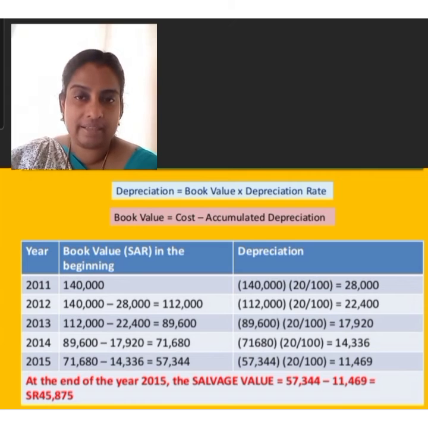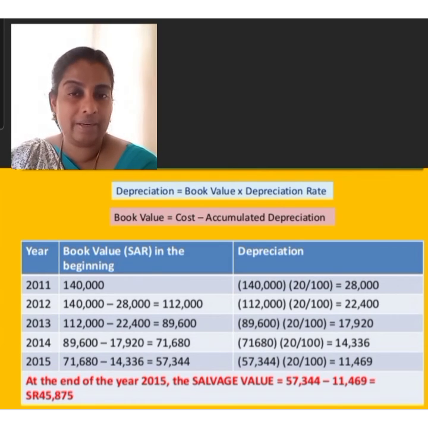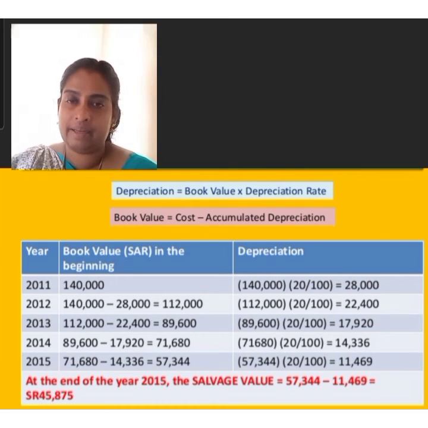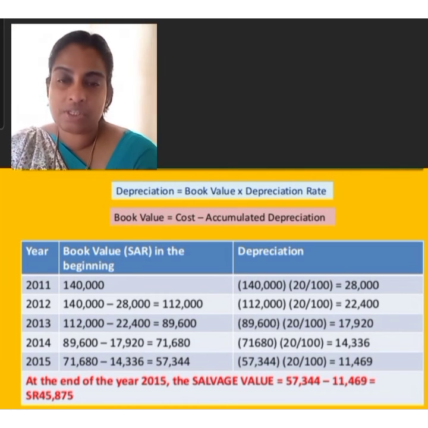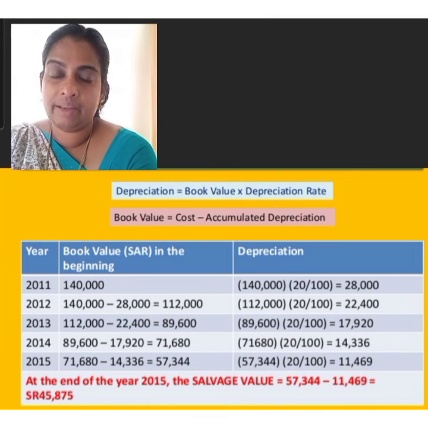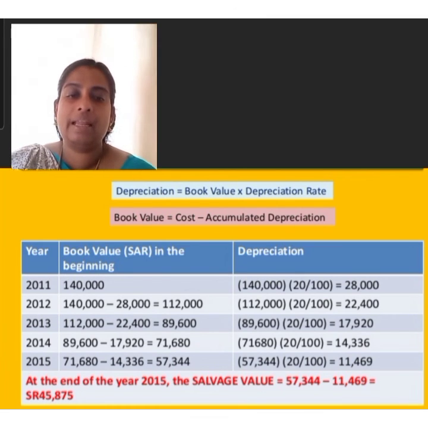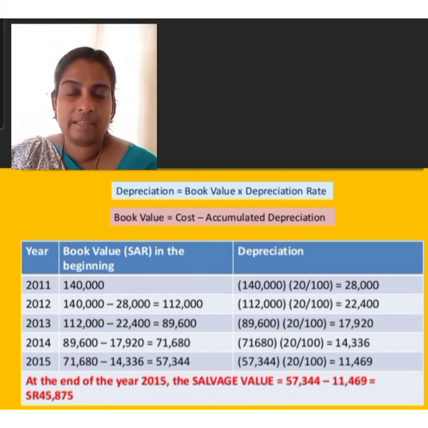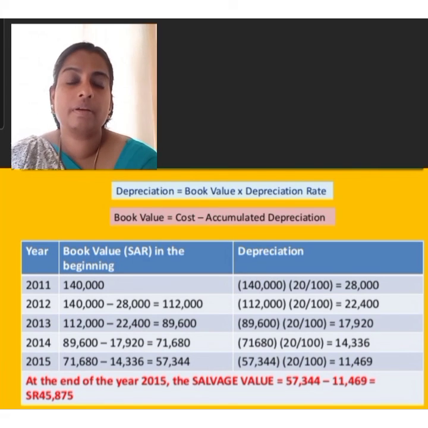After calculating the fifth year's depreciation, pass the journal entry: depreciation account debited to machinery account, 11,469, being depreciation charged. Then at the end of the fifth year, same day, enter the entry for depreciation written off: profit and loss account debited to depreciation, 11,469, being depreciation written off. These are the journal entries to be passed while recording in the books of the company.